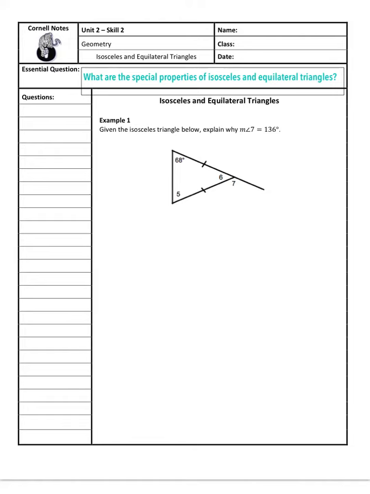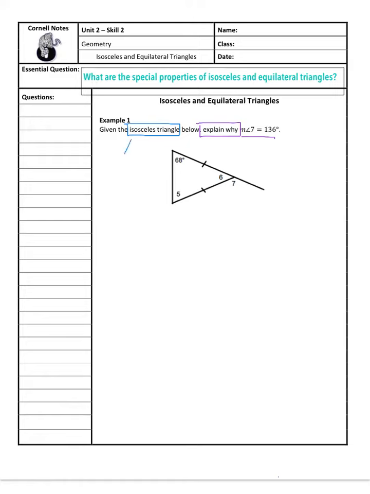So it says in example 1, given the isosceles triangle below, explain why the measure of angle 7 is 136 degrees. So they're telling us what angle 7 is. We have to note that we have to go back and explain why though, meaning we have to write some sentences. But they also use this vocab word here, isosceles triangle. All right? So the first thing we need to know is what's special about an isosceles triangle.